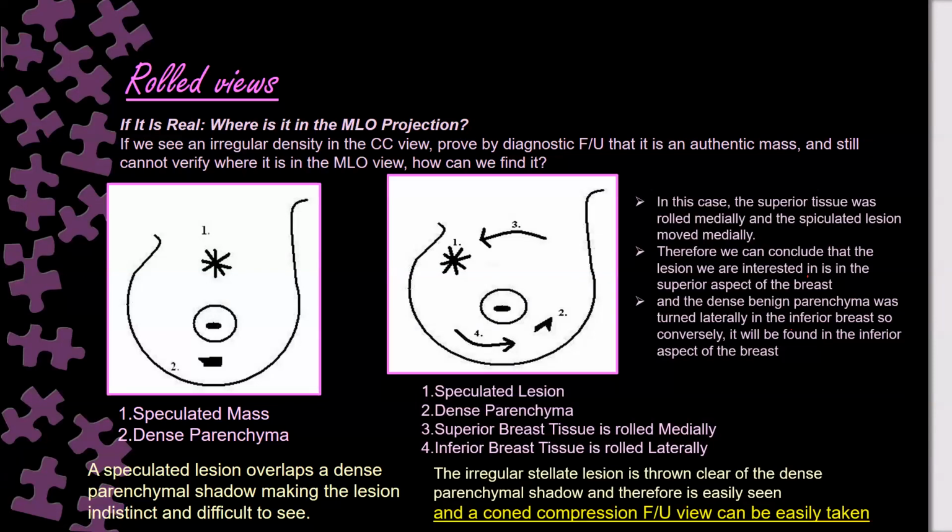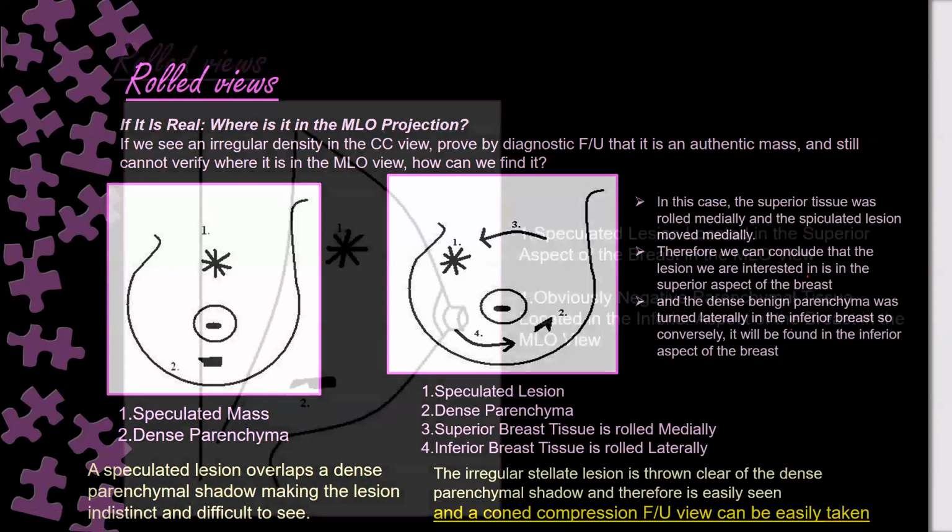Okay. You use both. Use the rolling effect and use the more focal compression effect. So you remove the superimposed dense, irregular parenchyma, and then do a spot compression, more compression. It will definitely give you a better result.